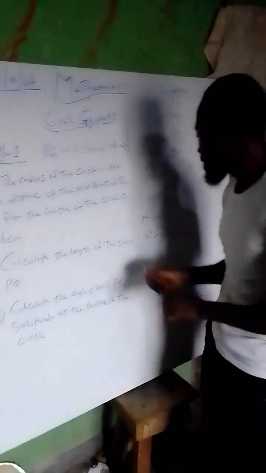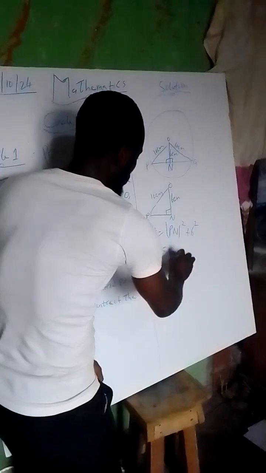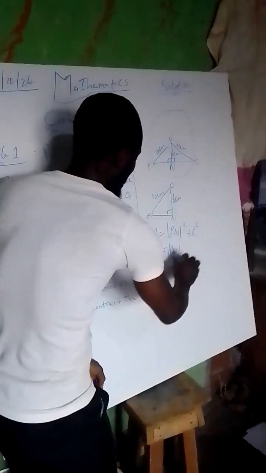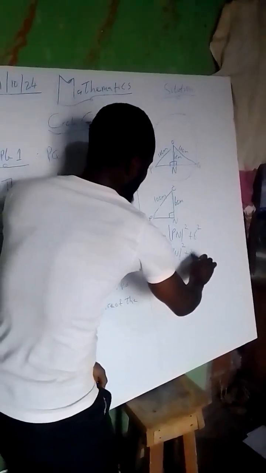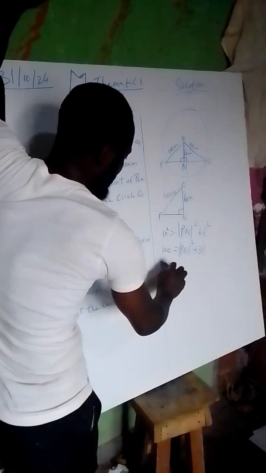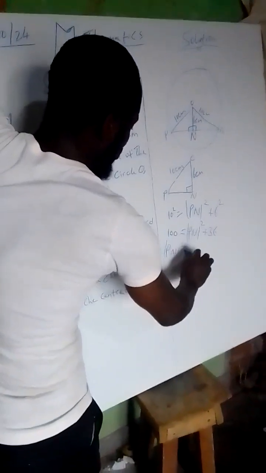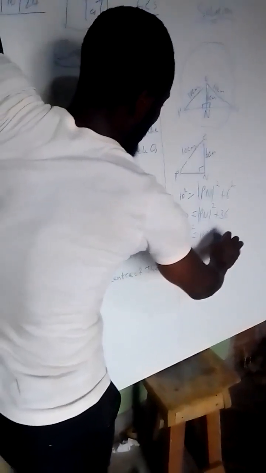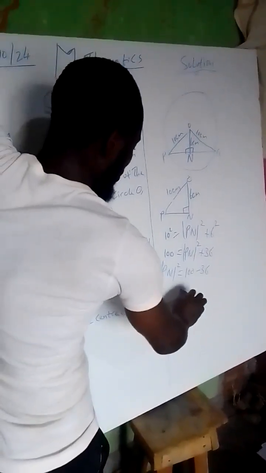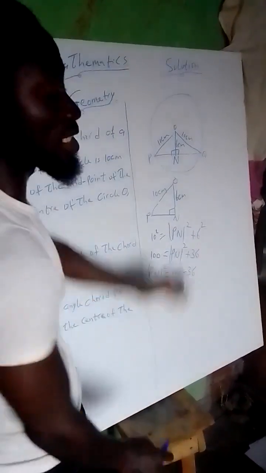Now let's proceed to our solution. So this is going to give us 100 equals PN squared plus 36. We can now collect the like terms by saying PN squared equals 100 minus 36. So what's going to be our PN squared? Our PN squared will now be 64.